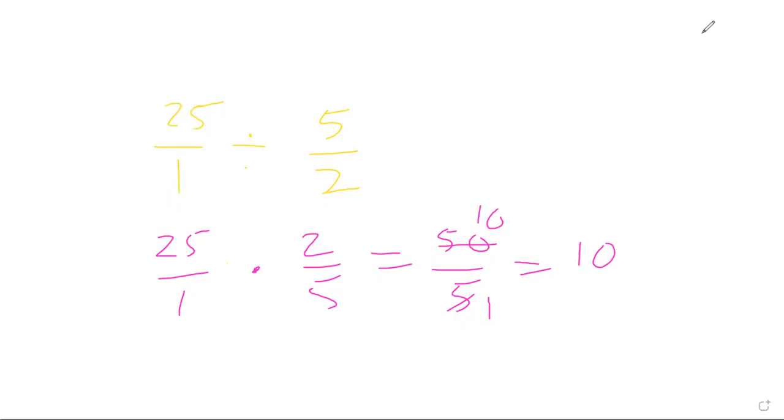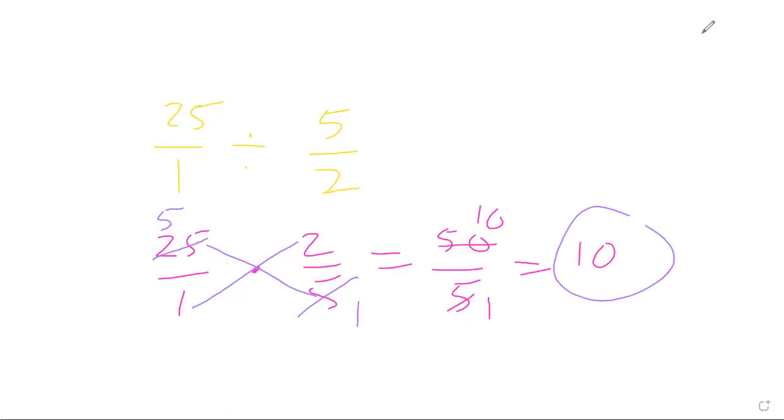No. But what about diagonally this way? 2 and 1, well, there's nothing you could do about that. But what about 25 and 5? Yes. So 5 will go into 5 one time. 5 will go into 25 5 times. So on top, you've got 5 times 2, which is 10. 1 times 1, which is 1, which gives us a 10.